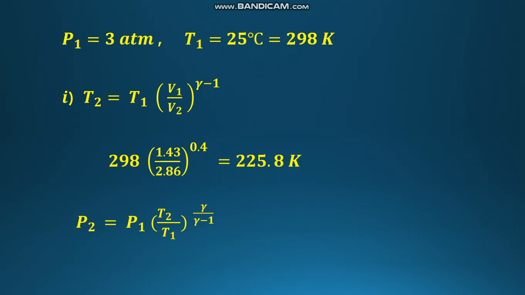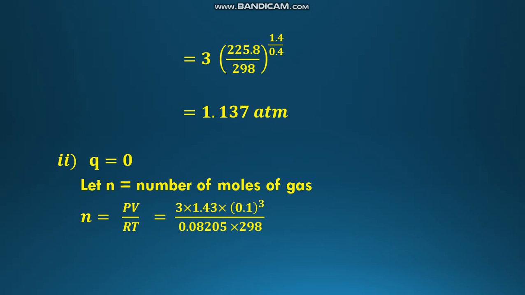Substituting the terms in the equation, we get 298 into (1.43 by 2.86) power 0.4, which is equal to 225.8 Kelvin. Similarly, we use another equation, P2 is equal to P1 into (T2 by T1) power gamma by (gamma minus 1). So that is equal to 3 into (225.8 by 298) power 1.4 by 0.4, which is equal to 1.137 atmosphere. Similarly, for the second one, Q is equal to 0.